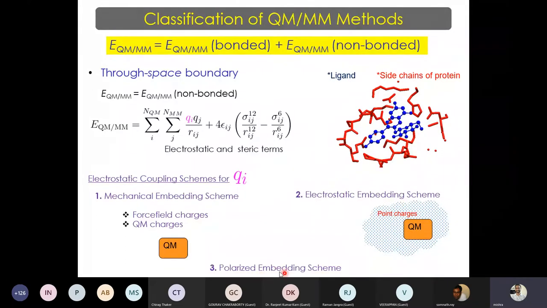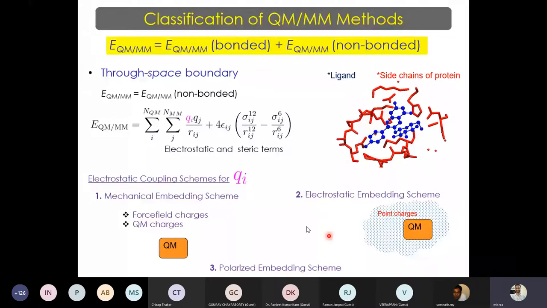Now there is a third approach, which is not very popular, because you can see in both the cases, I'm trying to get better QM charges, but I am being silent about these MM charges. I'm just taking force field charges. It may happen that the QM region can also back-polarize the MM region. So in that case, I have to take a polarizable force field. So this is called the polarized embedding scheme, where the QM region can influence the MM region and the MM region can back influence the QM region. So we have to do this iteratively, and it's going to be extremely expensive. So even now, it's not commonly practiced. The gold standard in recent times is the electrostatic embedding scheme.